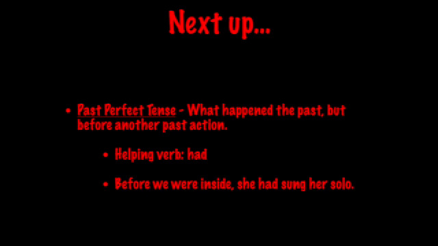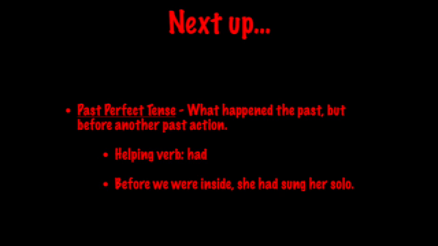Next up, we have past perfect tense. This is what has happened in the past, but before another action. I know that's kind of hard to think about, but stick with me. The helping verb you're going to use is had. Simple enough. Okay, in this sentence, before we were inside, she had sung her solo. First, you need to figure out what happened in the past, first of all. Okay? And then identify, was it before or after another past action?